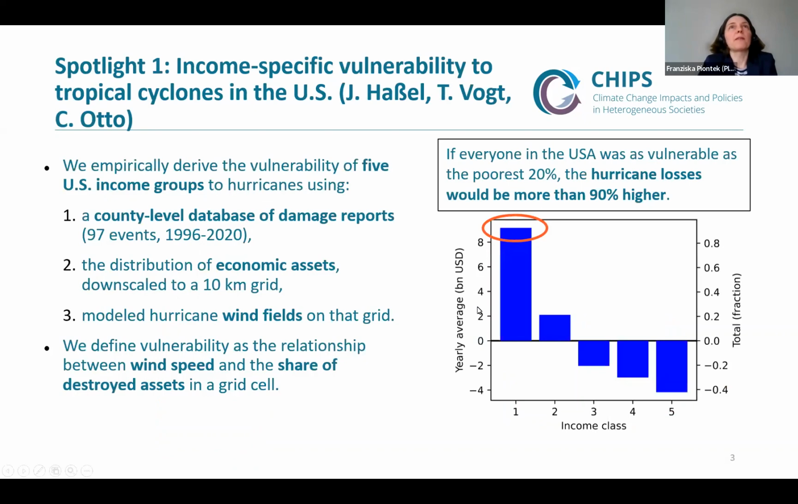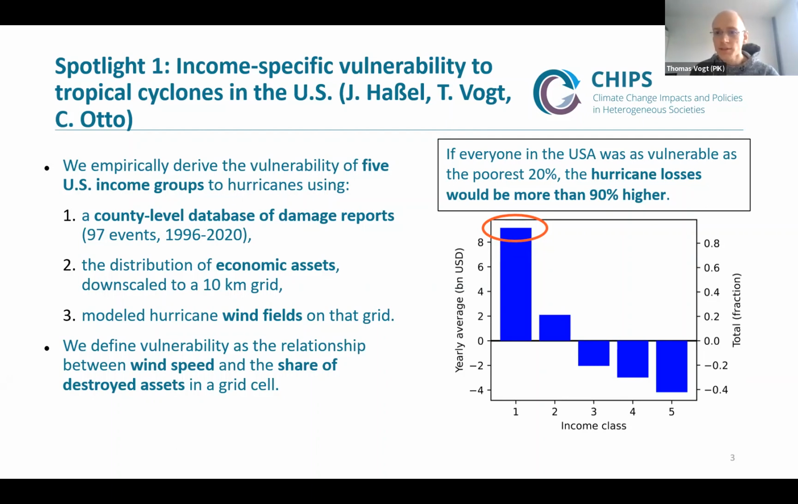The first example is on income-specific vulnerability to tropical cyclones in the United States, and I hand the word to Thomas Vogt from PIK. Thanks, Franziska. I will provide a very brief teaser of results from a method implemented by a master student, Jan Hassel, who cannot be here today. This approach takes an event-based perspective on climate in order to be able to include the effects of extreme events in a more explicit way. We consider this to be complementary to other approaches like the one that our colleague Peron will present in a minute.